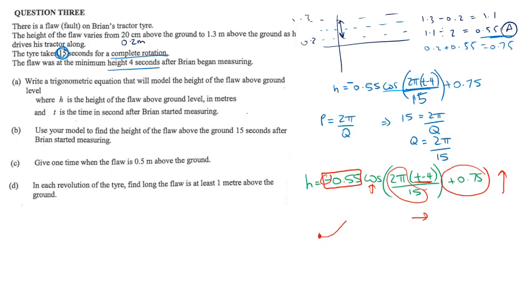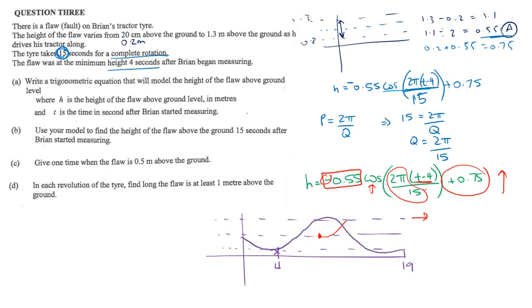So if I was to draw that graph, there's 0.2, there's 1.3, there's 0.75, here's 4, there's my low point, over here at 19 is my next low point. So I'm going to go up there and down like that, where that point there is halfway between, which is just 11.5.